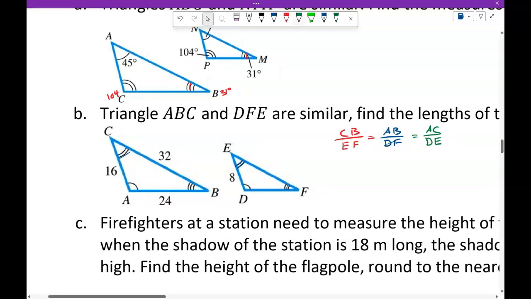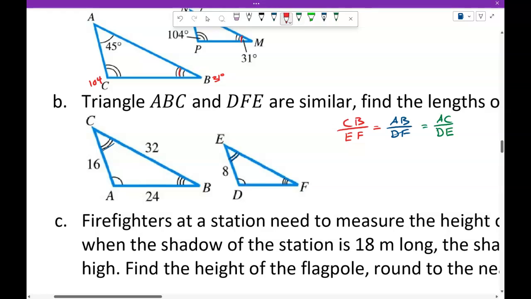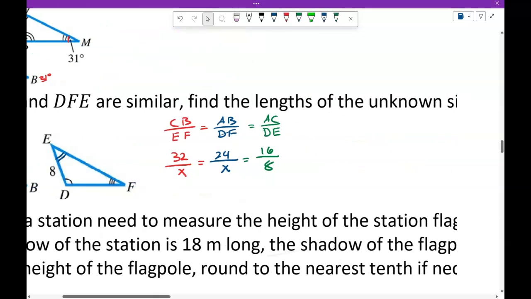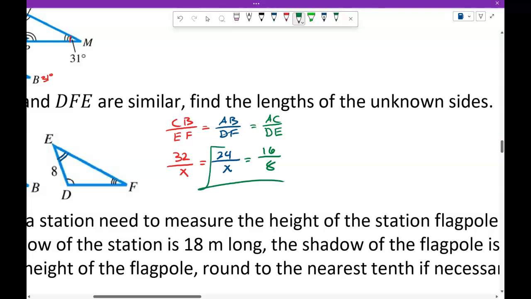our triangle. The measure of CB is 32, EF is unknown, AB is given as 24, DF is unknown, AC is given as 16, DE is given as 8. So we can set up proportions to solve for the missing values.